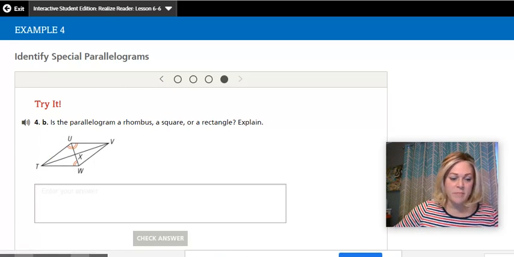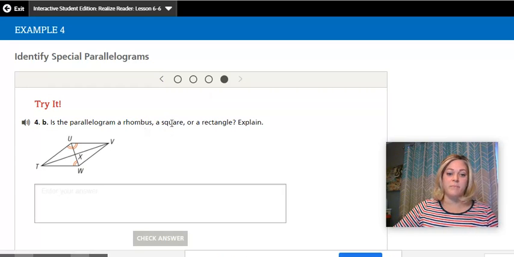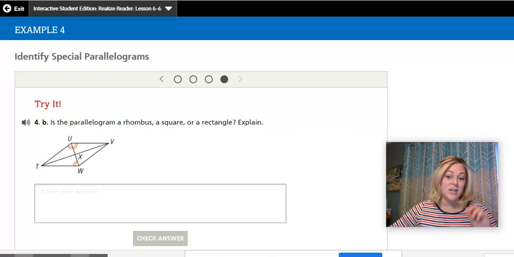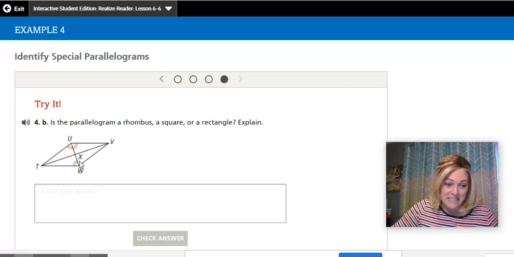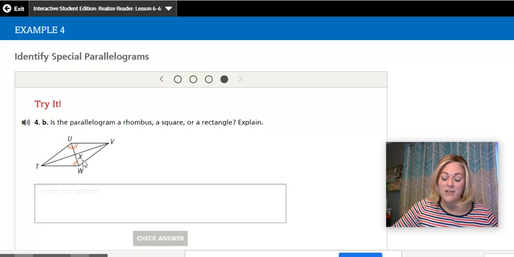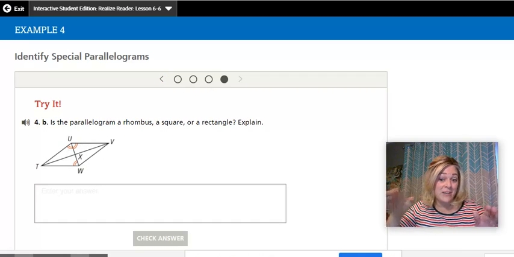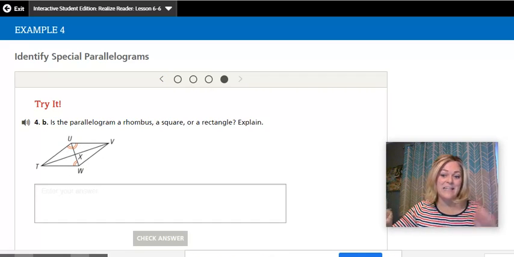Try it number 4B. It says, is the parallelogram a rhombus, square, or rectangle? So again, parallelogram for sure. But notice those angles that are bisected. These are two congruent angles, and then they have another congruent angle, which means this is congruent. So you have opposite angles congruent and bisected. That is for sure a rhombus.